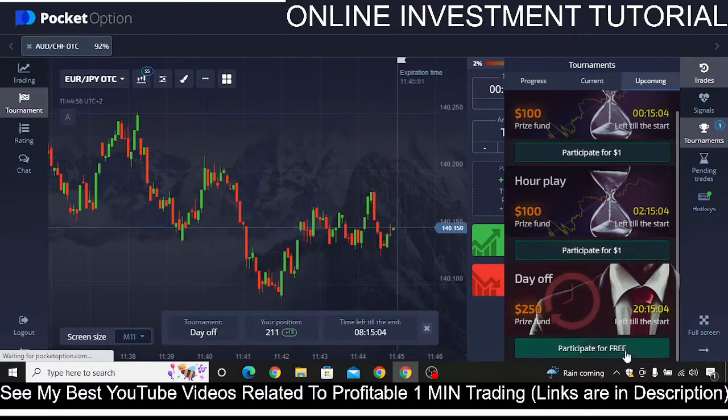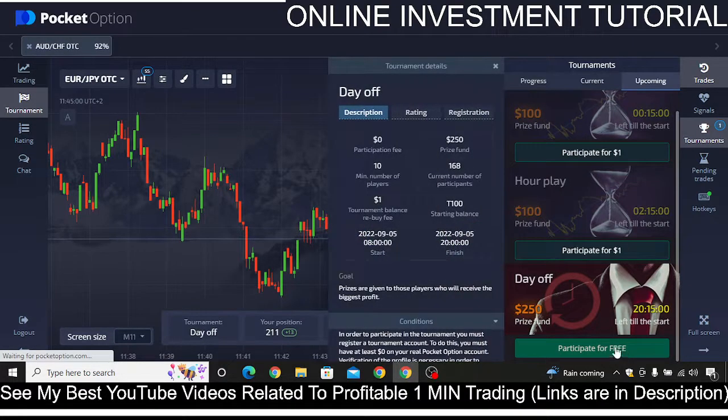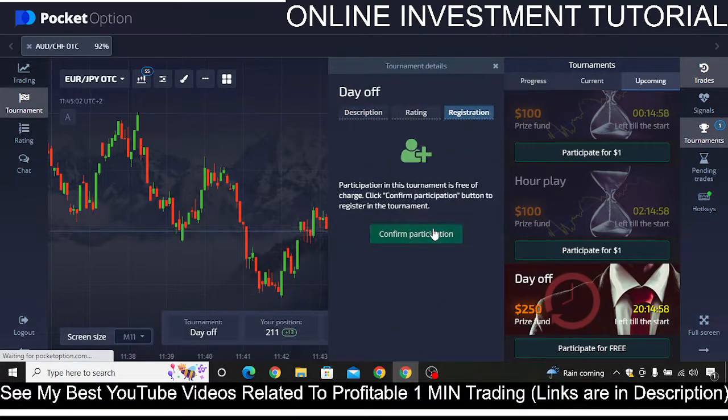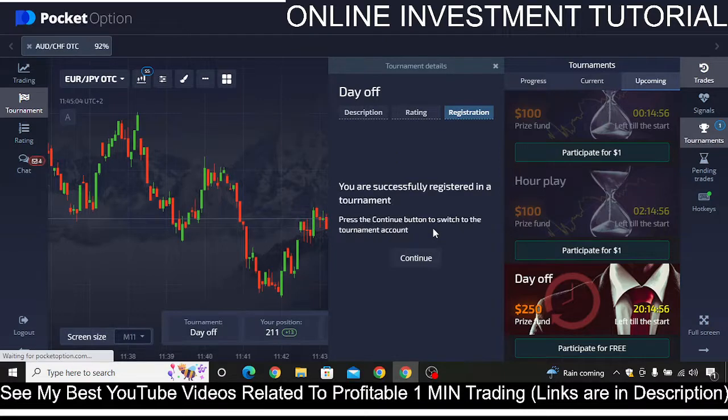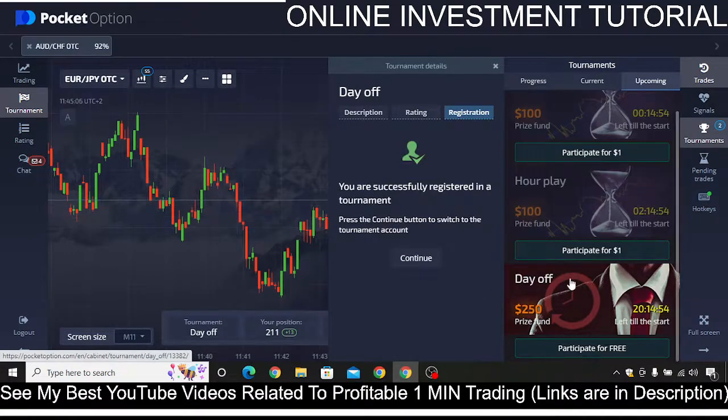Every 24 hours, you can participate in this tournament for absolutely free by clicking here, clicking on registration, and clicking on confirm participation. And if you make a good amount of profitable trades and increase your tournament balance to a higher amount, then you are going to get this kind of prize fund for absolutely free.